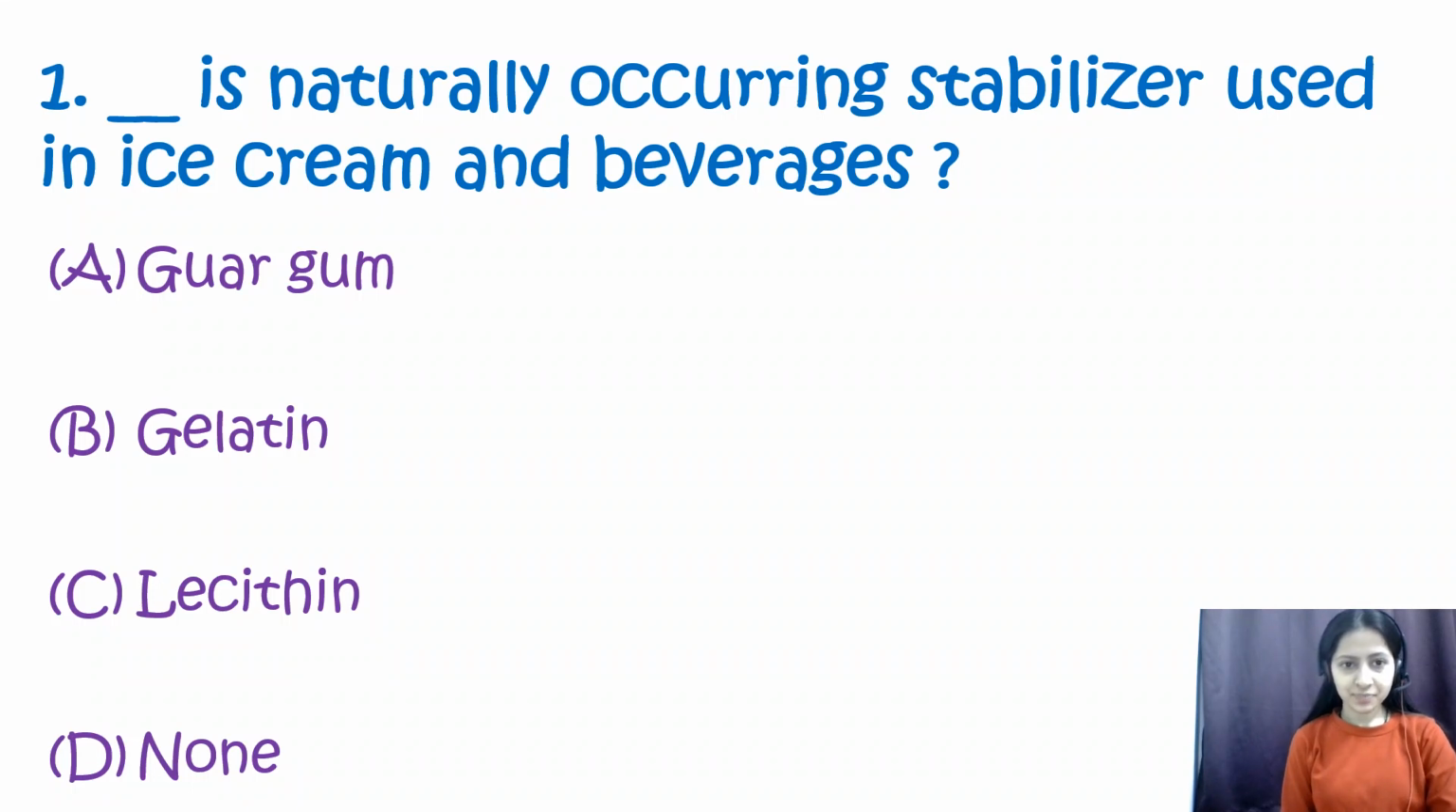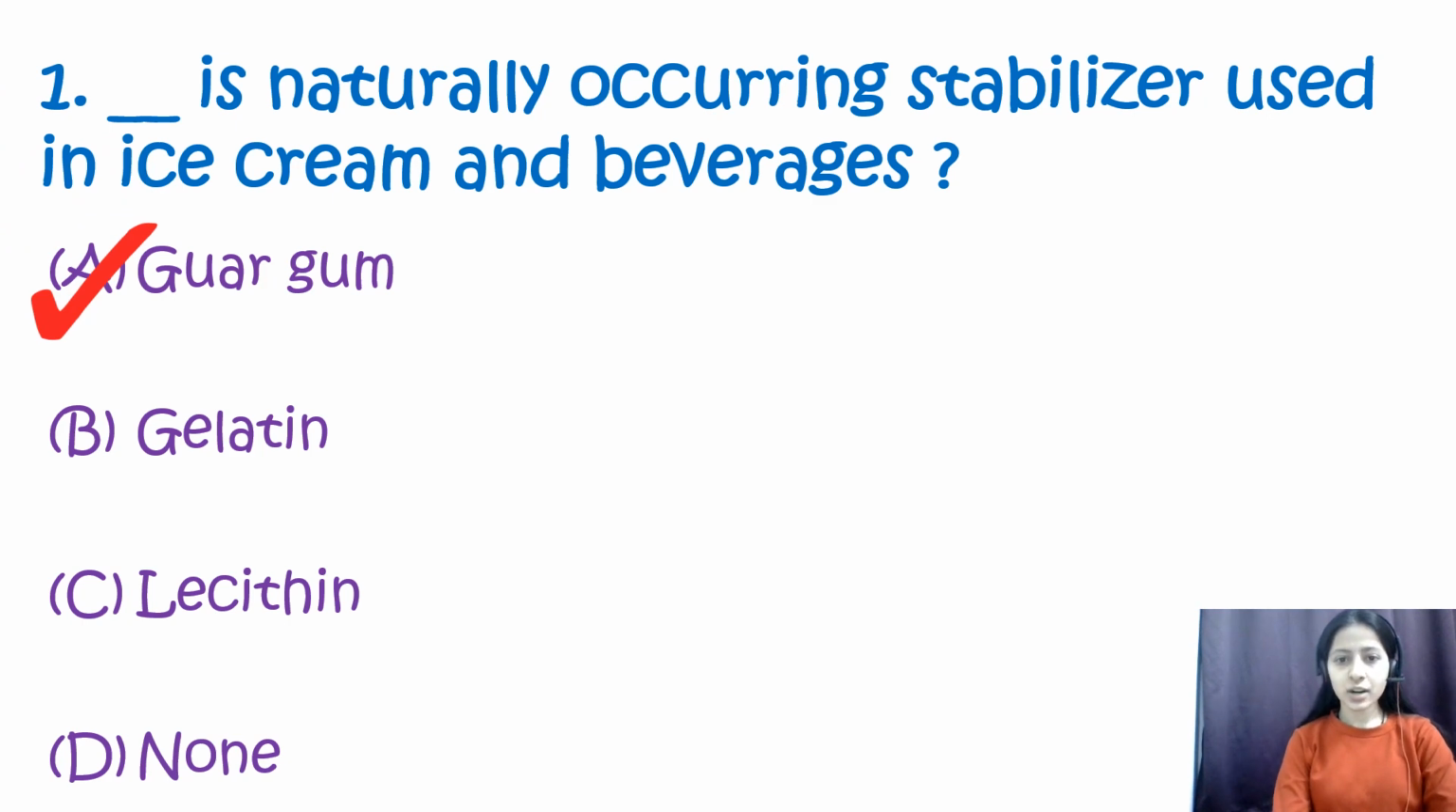So number 1, dash is naturally occurring stabilizers used in ice creams and beverages. Option A, guar gum. Option B, gelatin. Option C, lecithin. And option D, none. So here the correct answer is option number A, that is guar gum.